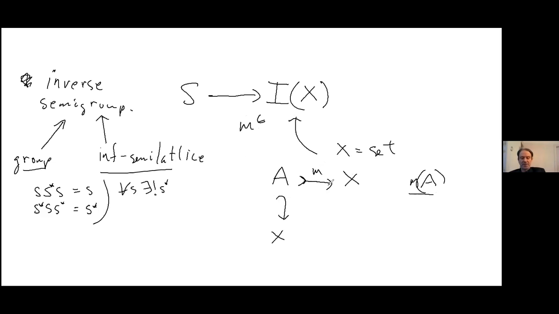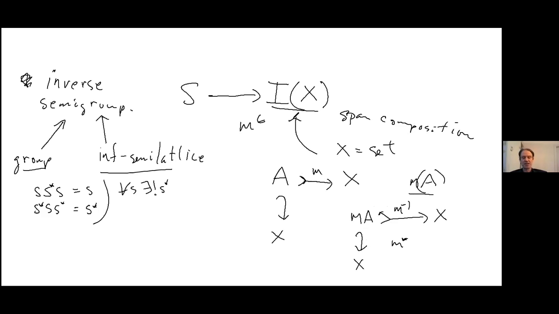So M star, that's the M. You may wonder, what's M star? Well, M star is this. Its image and then the inverse map. That is M star. And composition is given by the usual span composition. Yeah, that's an inverse semigroup. The interesting thing is this IX is a pseudogroup, actually. IX is a pseudogroup.